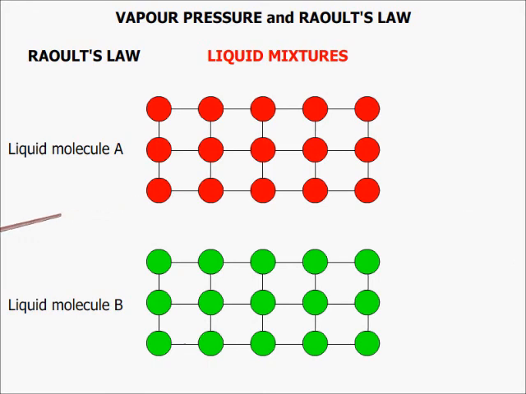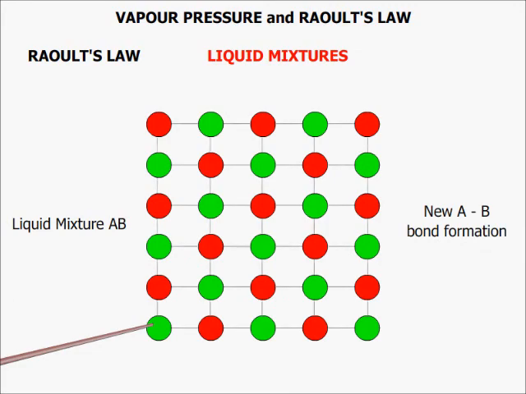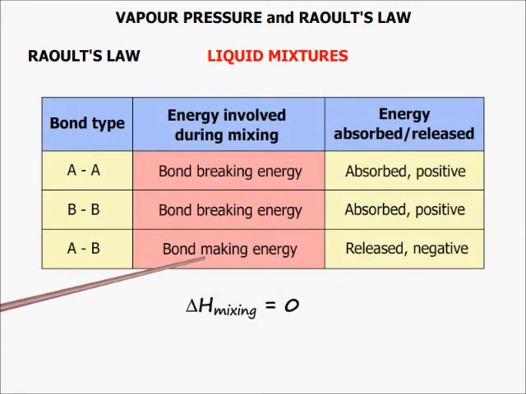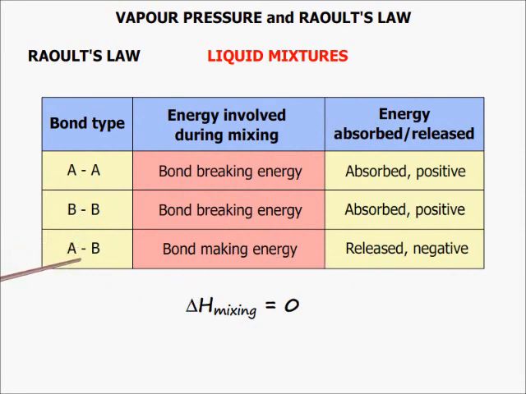See how actual mixing takes place. It involves breaking of A-A and B-B bonds, and new A-B bonds are made. Now bond breaking requires energy and bond making releases energy. If the strengths of these bonds are equal, then the energy of bond making and bond breaking will cancel each other, which implies that the enthalpy of mixing is zero.